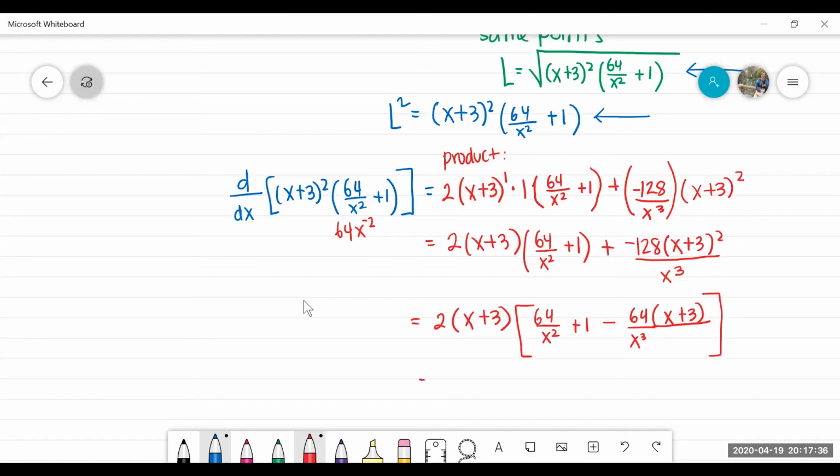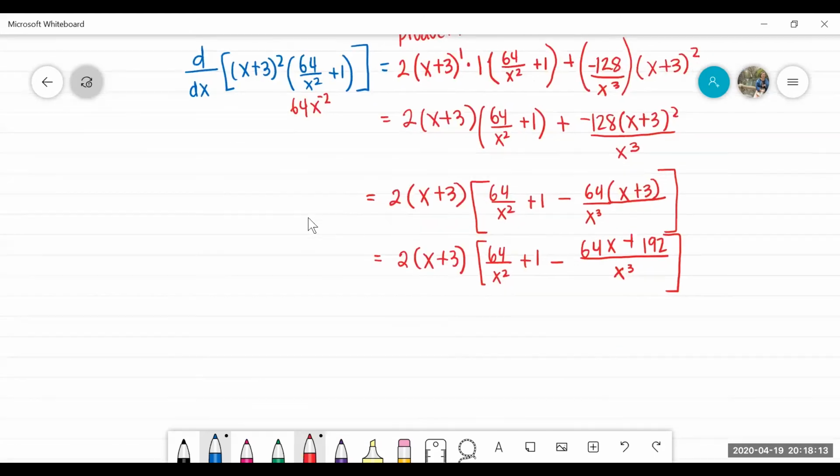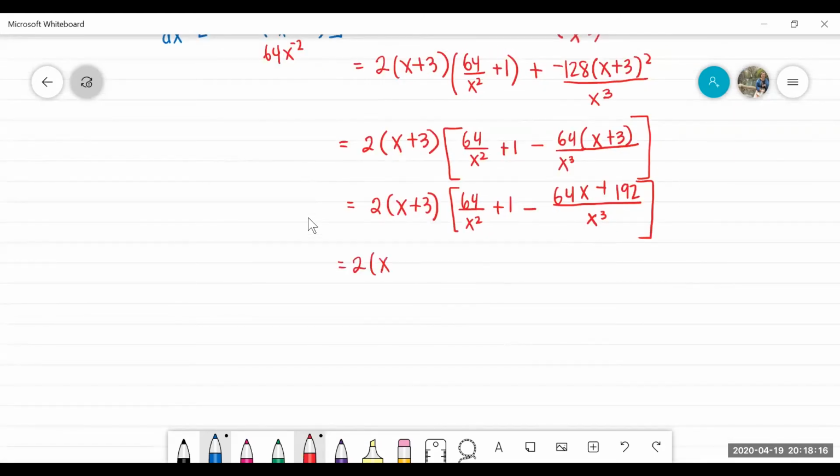Okay, if I keep factoring that, we've got 2(x + 3), we've got 64 over x squared plus 1 minus (64x + 192) all over x cubed. I'm going to get a common denominator, and again, the goal here is that it allows us to clean it up a lot nicer. So we've got 2(x + 3). Common denominator, I would need to say times x, and over 1 times x cubed.